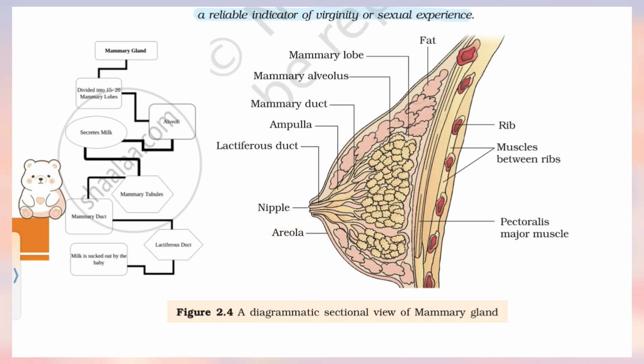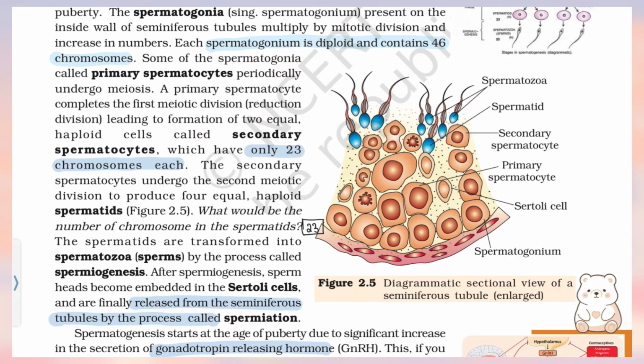It contains sebaceous glands that help in lubrication. This yellow region represents the fat tissue. It provides shape and support to the breast. And behind the mammary gland lies the pectoralis major muscle. It provides a muscular base, and the ribs and the muscles between the ribs are shown here for anatomical support and position. So this diagram explains the structural organization of the mammary gland, from milk-secreting lobules to milk-releasing lactiferous ducts. Let's move towards the next diagram, which shows the sectional view of a seminiferous tubule.